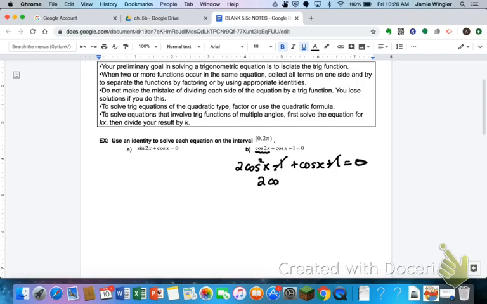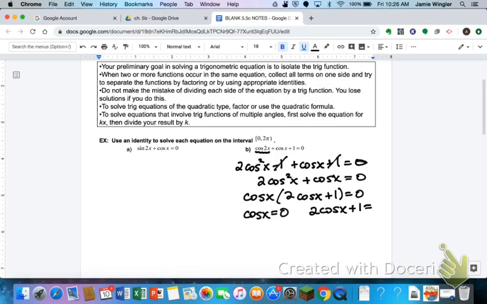So I'm left with 2 cosine squared of x plus cosine of x equals 0, and I can factor out a cosine. You usually use an identity one time in trig equations, and then after that, the rest is just some sort of algebra. I'm left with 2 cosine of x plus 1 equals 0. So I set cosine of x equal to 0 and 2 cosine of x plus 1 equal to 0.